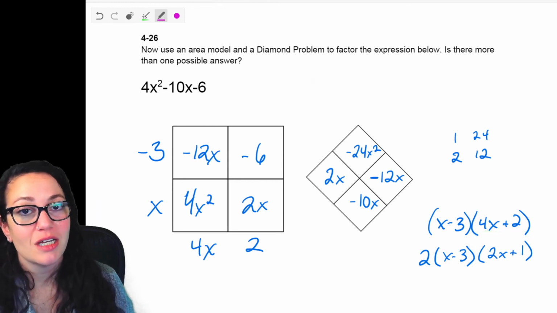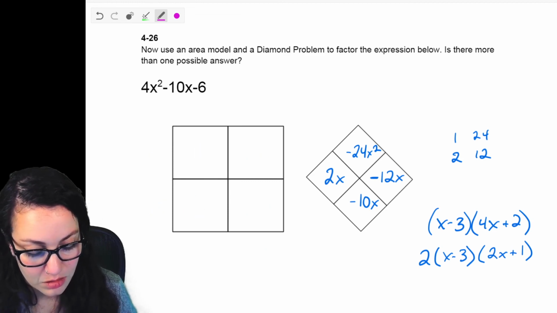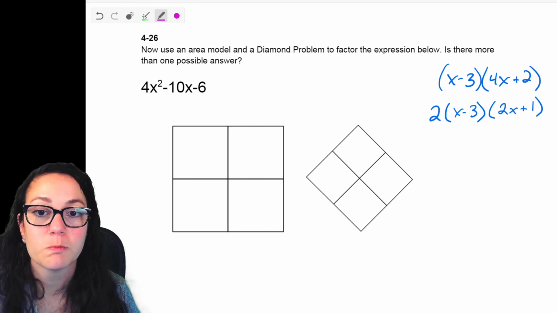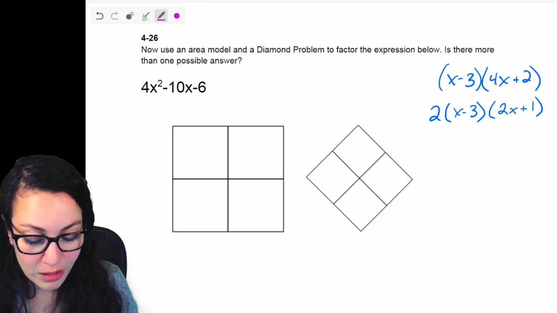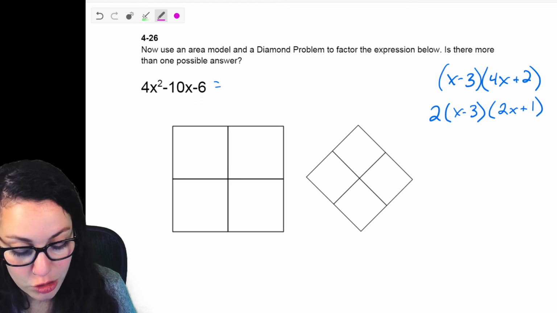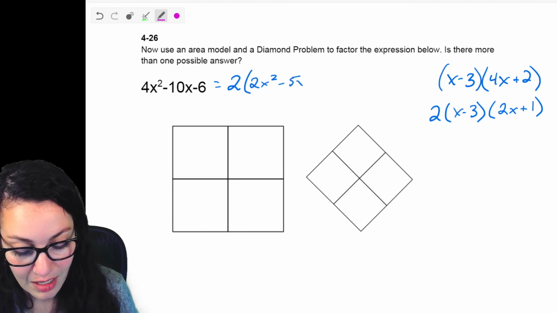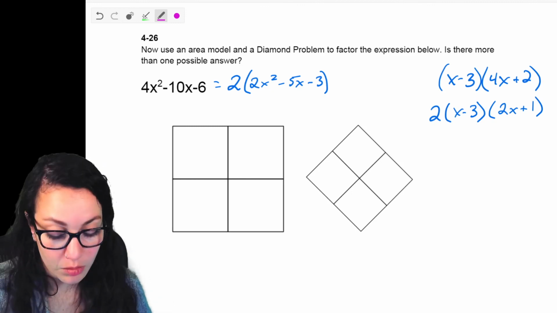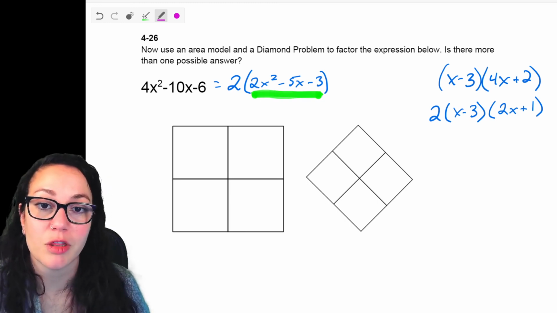Now, we could have actually done that at the beginning. If I get rid of all of these, just going to leave this, our final product, up in the corner here. What if, instead of waiting to the end to take out the 2, we take it out at the beginning? Because right away I notice all 3 of my original terms are even. So I could rewrite this expression as 2 times the quantity, 2x squared minus 5x minus 3. Then I can use my area model and diamond problem to factor just this quantity. So let's try it and see if we get the same thing.